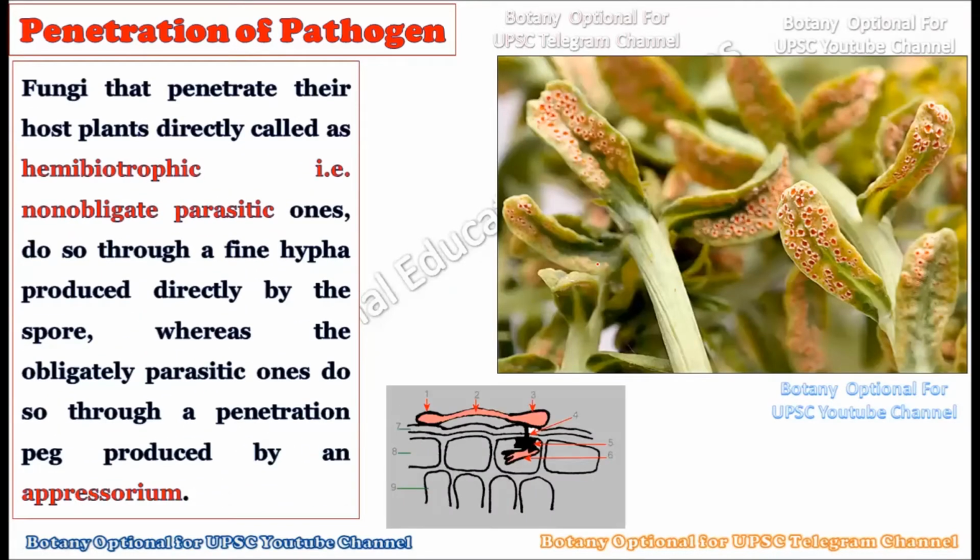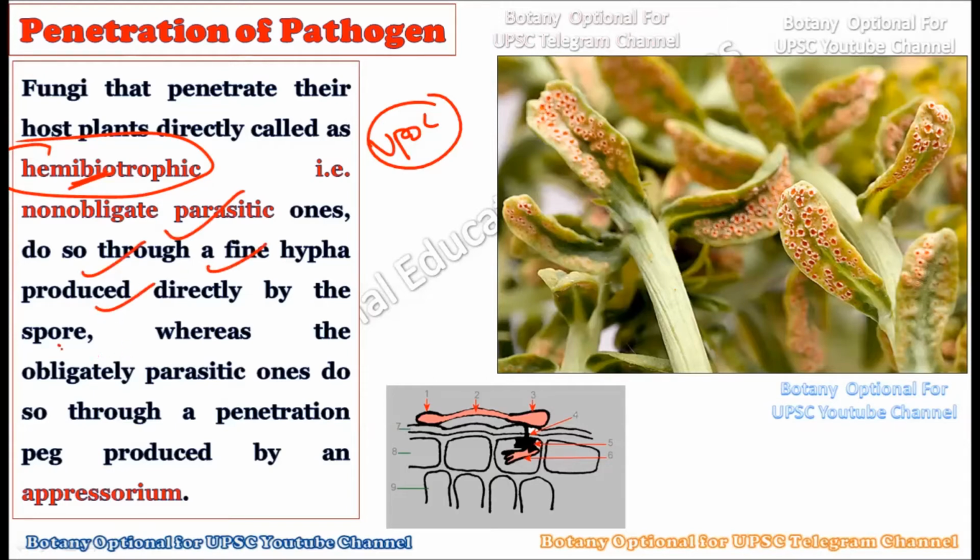Now, see, fungi that penetrate their host plant directly are called hemibiotrophic. Okay, this term is important to enhance your answer in the UPSC mains. Okay, whatever fungi can directly penetrate within the plant body, that is, they have the ability to break open the cell wall, and after breaking open the cell wall, they will enter within the plant body. Such a type of fungi is called hemibiotrophic fungi. That is the non-obligate parasitic ones. Okay, they do so through the fine hypha produced directly by the spores.